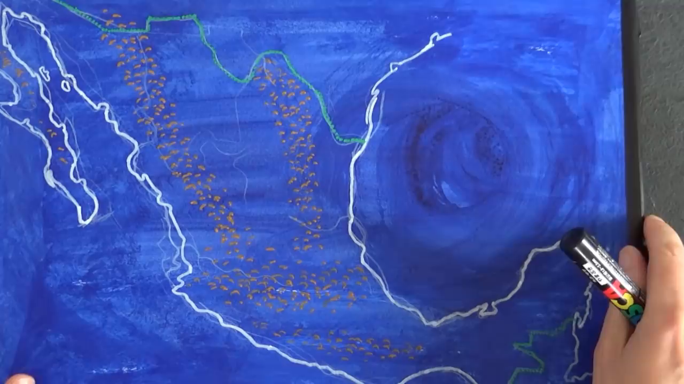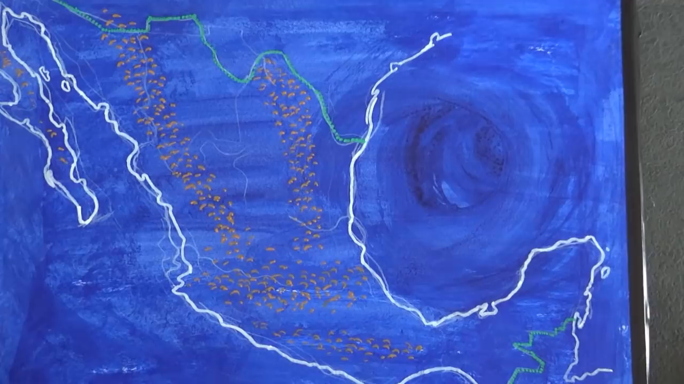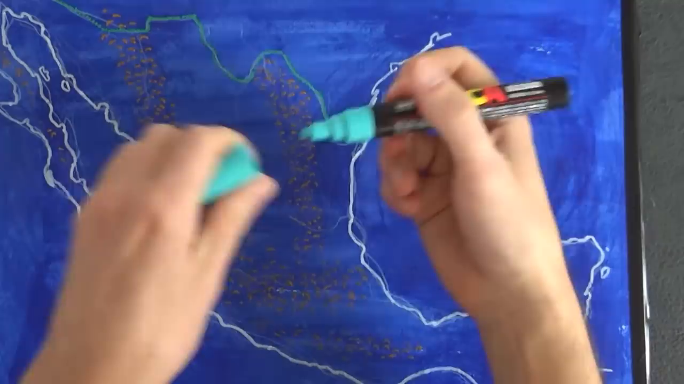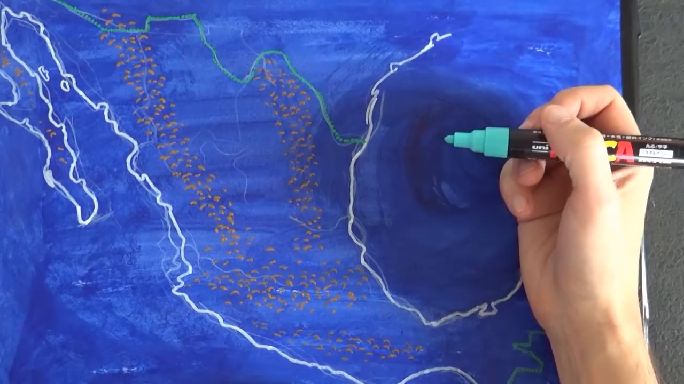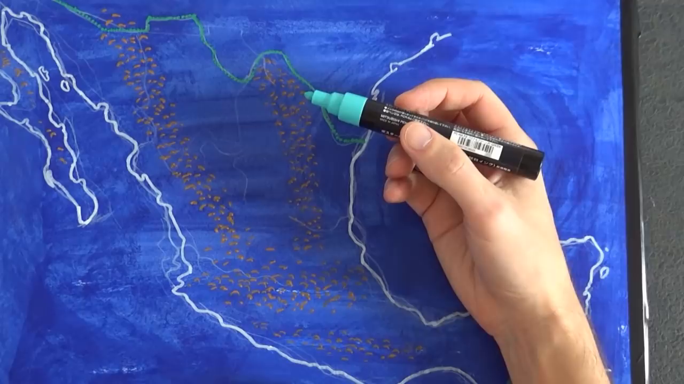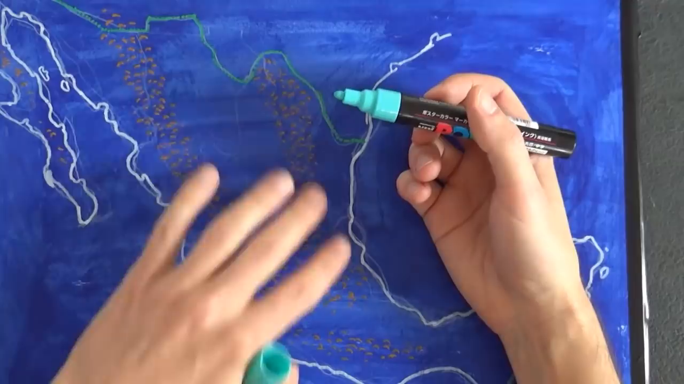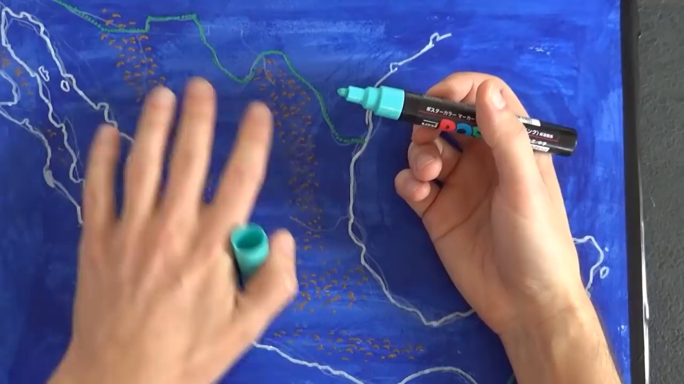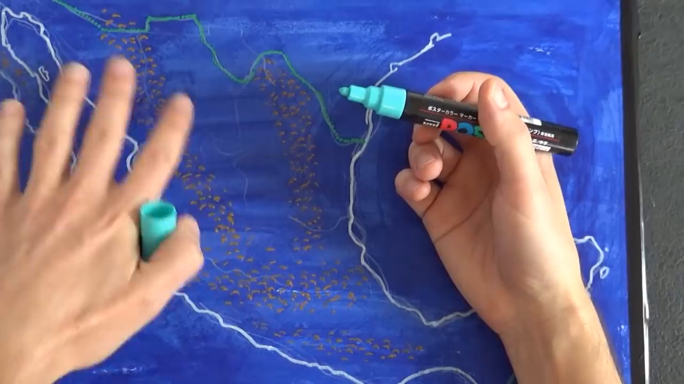Okay, let's move on with this color for the rivers. And yeah, no, actually I haven't showed you this area between the mountain ranges. Actually it is a very, very large plateau, the central Mexican plateau. But I'm not sure how to present that. I just leave it like this.